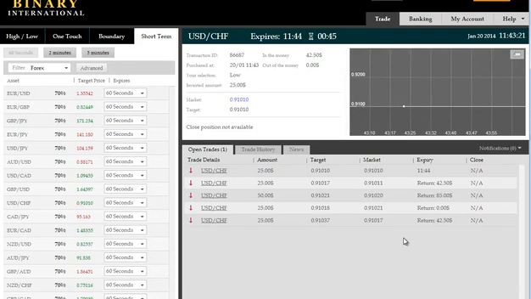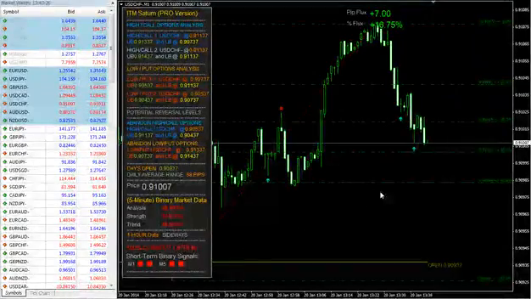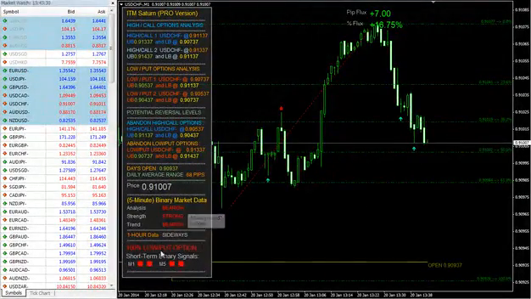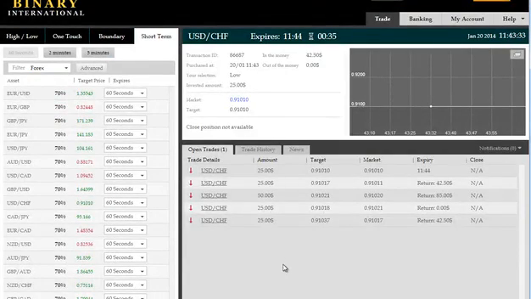As you can see right now, we've executed 4 trades, 3 of which have been winners. One was a double up to hedge the previous loss. Therefore, we are now fully positive on this little mini portfolio we've been going on with the USD CHF.